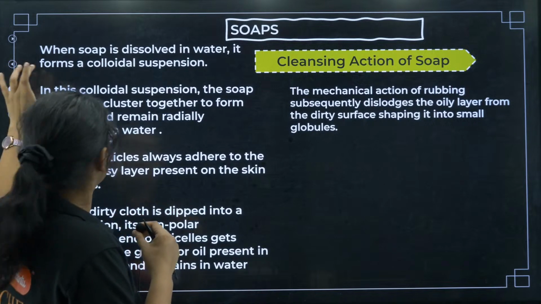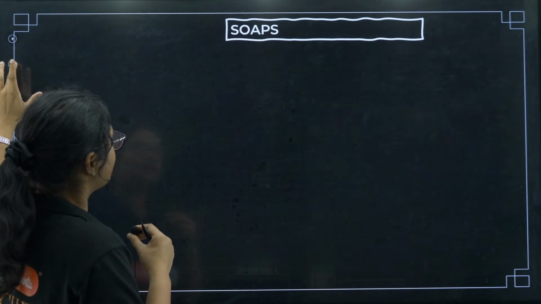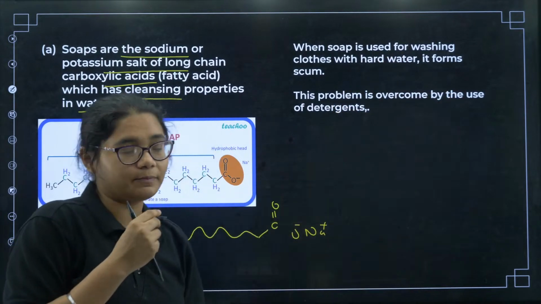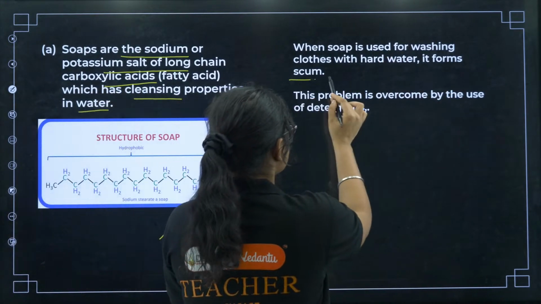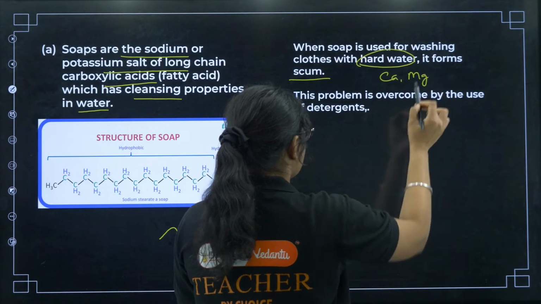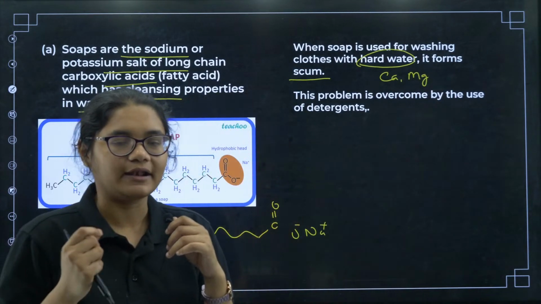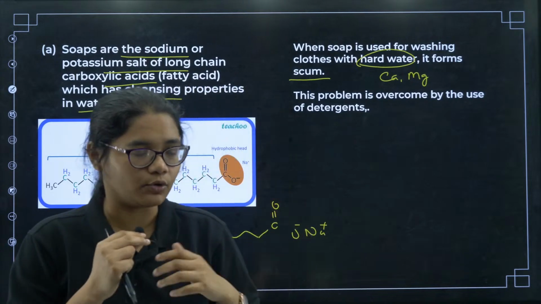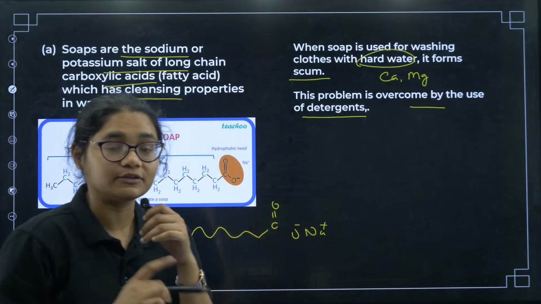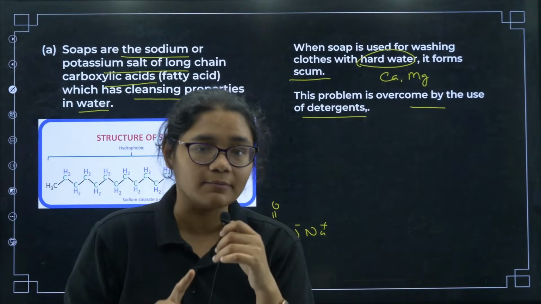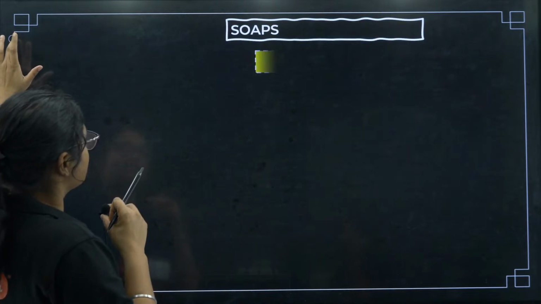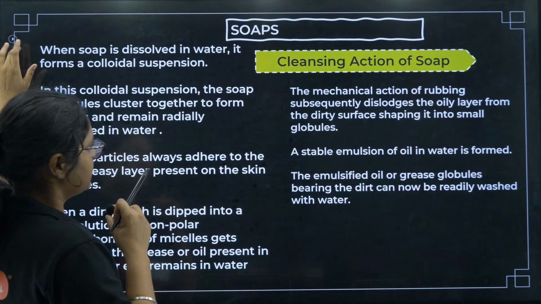Next, what was the next one? Yes, why is there a problem with soap in hard water? It is because it forms scum, because hard water contains calcium and magnesium salts. So soap reacts with those and forms a scum. And how can we overcome this? This problem can be overcome by the use of detergents, because detergents do not form scum in hard water. Okay, I have discussed this question.